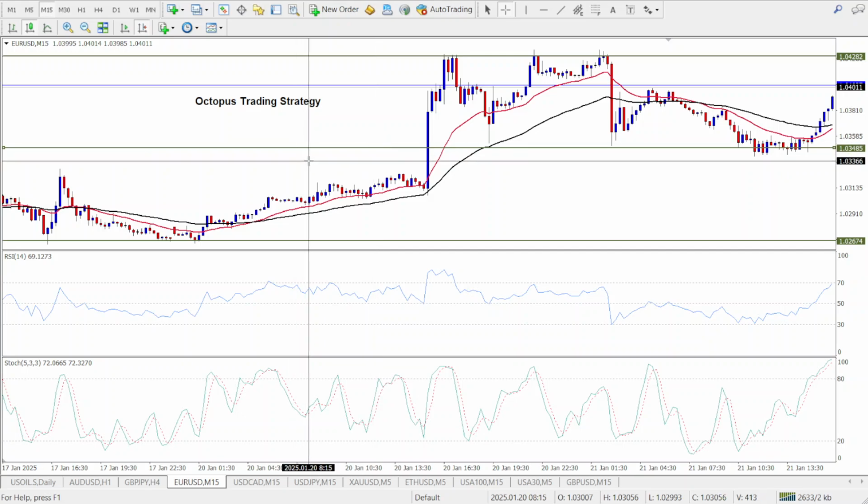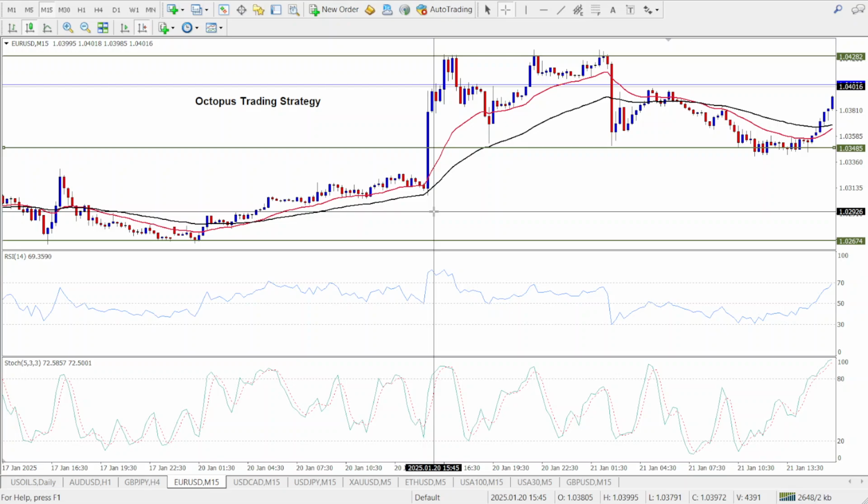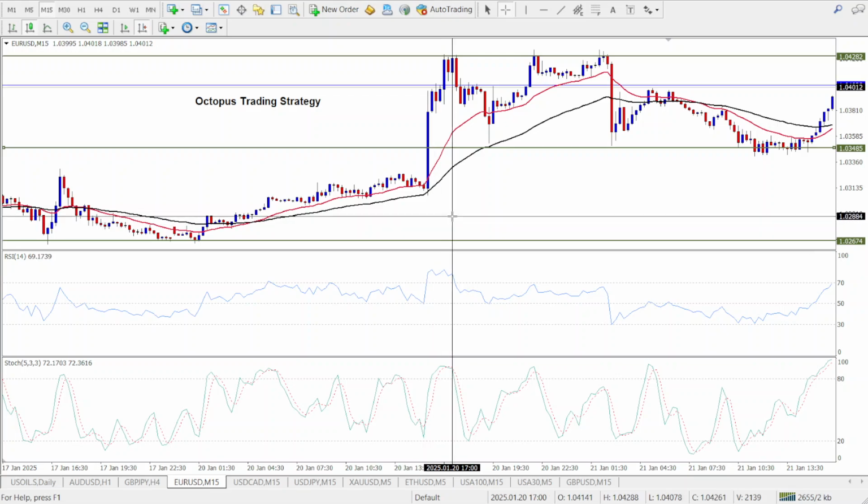So why does the Octopus trading strategy work so well? It's because it leverages multiple tools to give you a comprehensive view of the market. By combining trend analysis, momentum, and price action, you are not relying on a single indicator. Okay, this makes the strategy more robust and adaptable to different market conditions. It's like having a Swiss Army knife for trading, right? Every tool works together seamlessly to help you make better decisions.